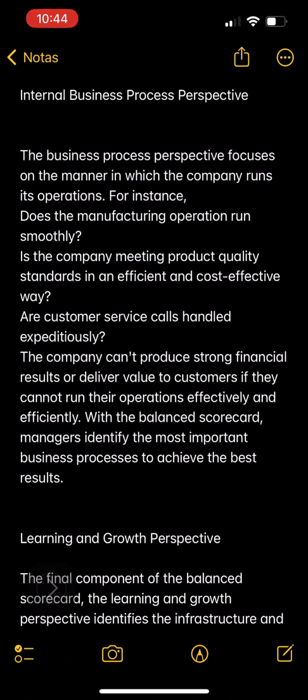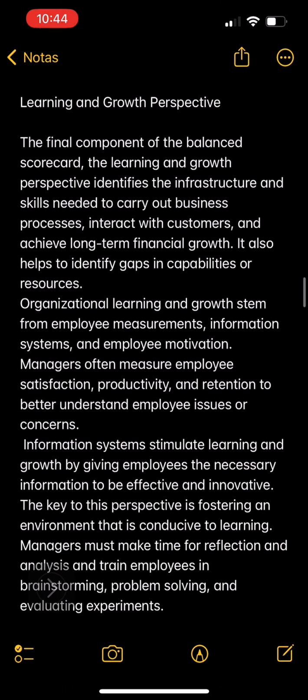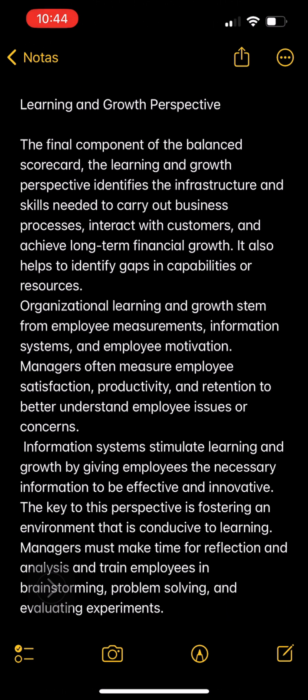Learning and growth perspective. The final component of the balanced scorecard, the learning and growth perspective, identifies the infrastructure and skills needed to carry out business processes, interact with customers, and achieve long-term financial growth. It also helps to identify gaps in capabilities or resources.